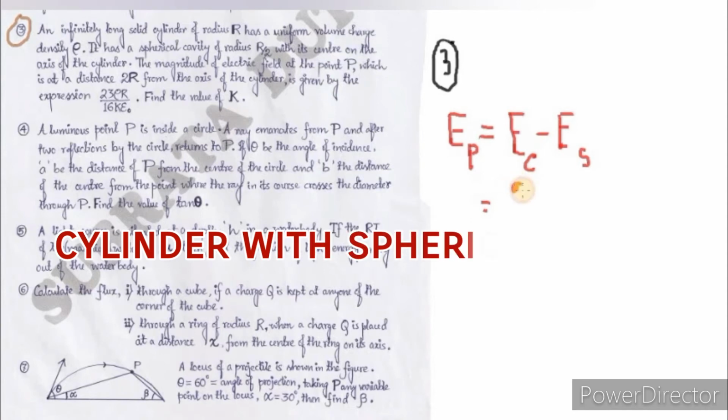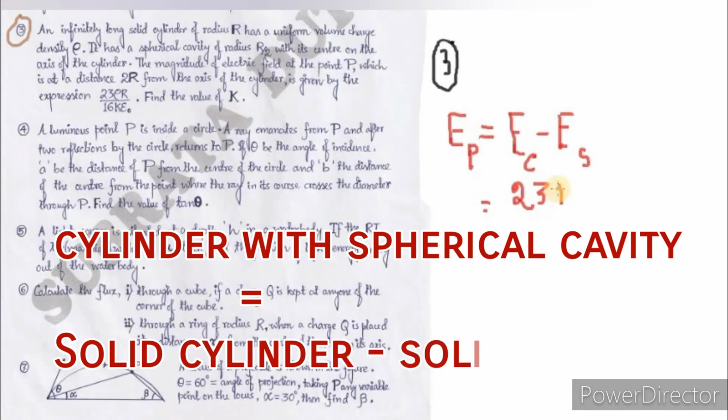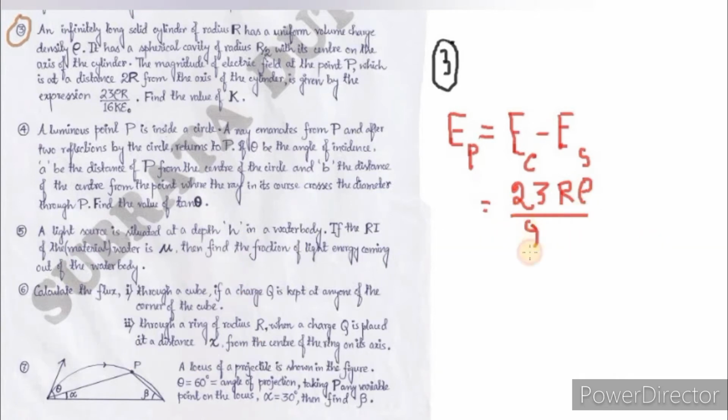Now, because both the electric fields are directed in the same direction, and we have to calculate the electric field due to the given structure having a cavity inside it, but we have calculated the electric field due to a solid cylinder and due to a solid sphere, to find the required result we have to subtract this result from the larger one. Then we will get the required electric field at point P due to the given cylindrical structure having a spherical cavity inside it. So it is 23 r rho divided by 96 epsilon naught.